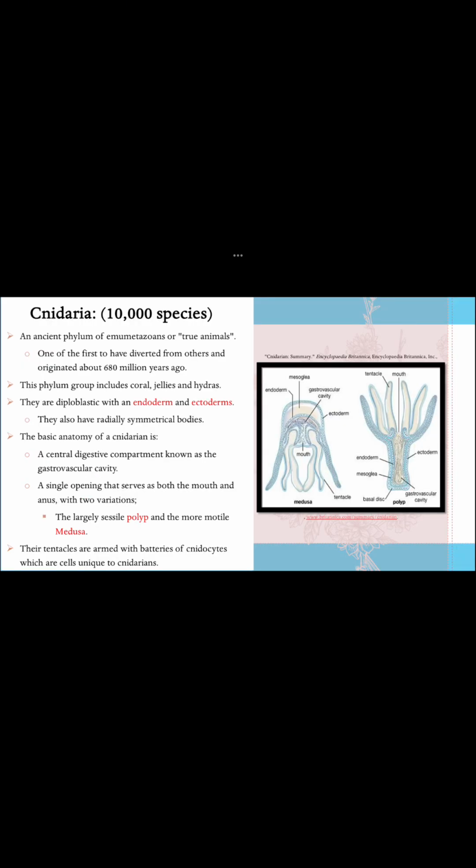The next phylum is Cnidaria, which has 10,000 species. It's an ancient phylum of eumetazoans, or true animals, one of the first to have diverged from others and originated about 680 million years ago. This phylum group includes corals, jellies, and hydras. The basic anatomy of a cnidarian is a central digestive compartment known as the gastrovascular cavity, and a single opening that serves as both the mouth and anus, with 2 variations, the largely sessile polyp and the more motile medusa. Their tentacles are armed with batteries of cnidocytes, which are cells unique to cnidarians.